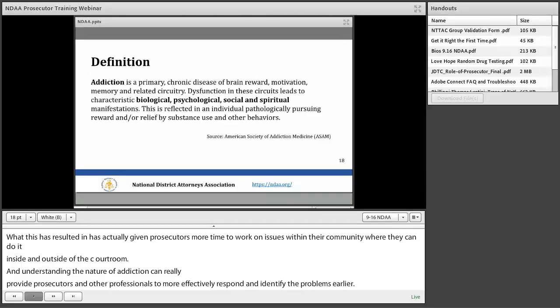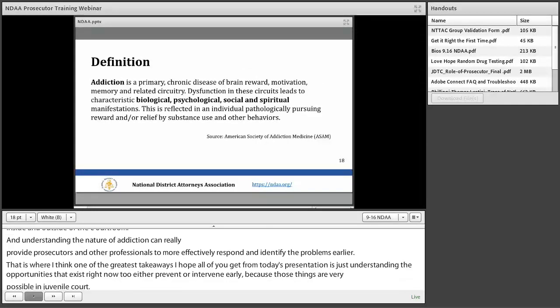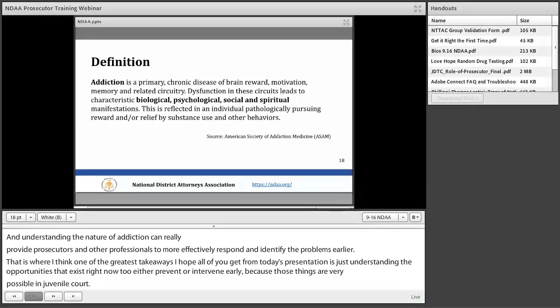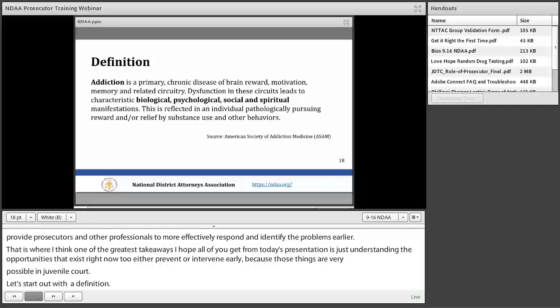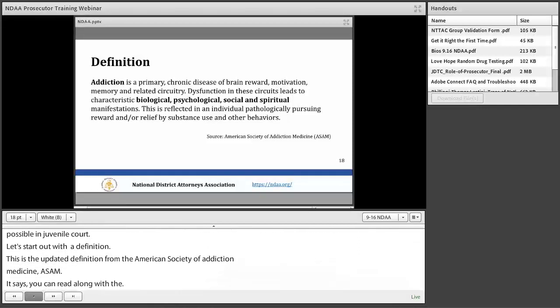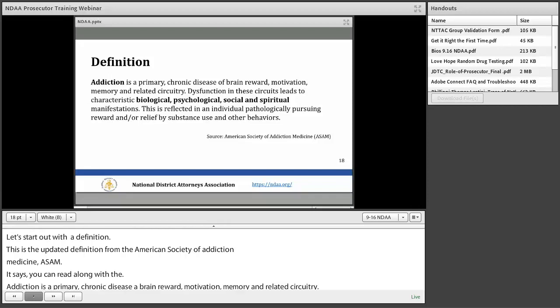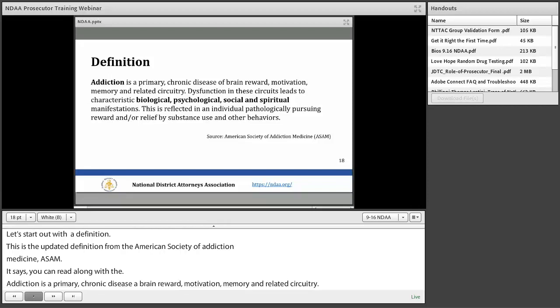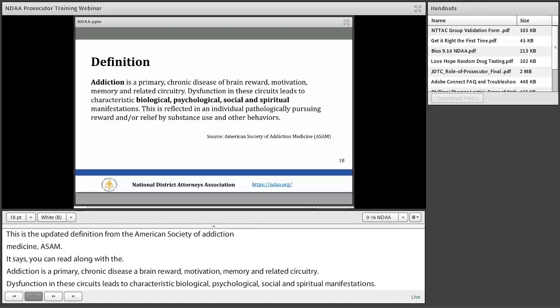So let's just start out with a definition. This is the updated definition from the American Society of Addiction Medicine, ASAM. And it says, well, you can read along with me, addiction is a primary chronic disease of brain reward, motivation, memory, and related circuitry. Dysfunction in these circuits leads to characteristic biological, psychological, social, and spiritual manifestations. This is reflected in an individual pathologically pursuing reward and/or relief by substance use and other behaviors.